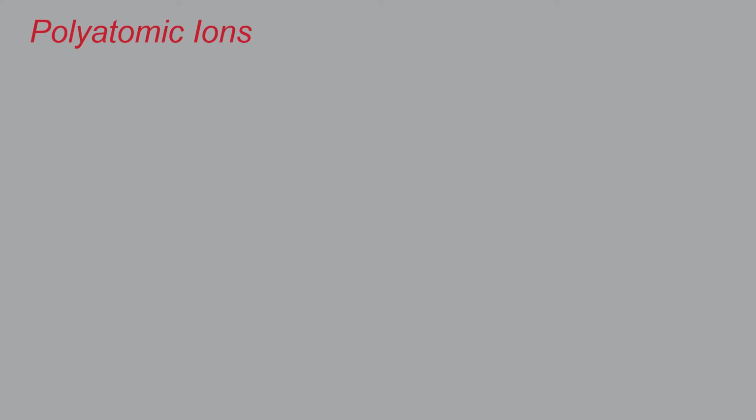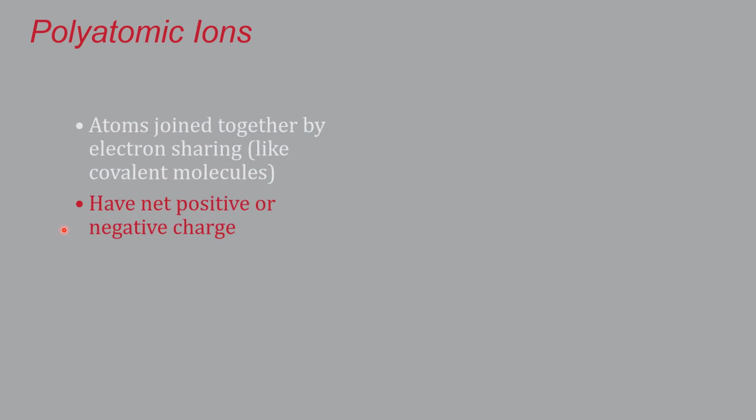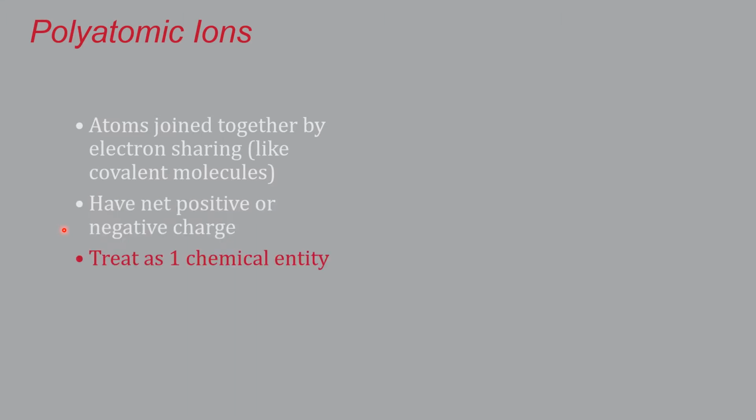All right. One of the last major wrinkles, complications in ionic compounds, and that is polyatomic ions. These are a group of atoms that are joined together by electron pair sharing, like covalent molecules, except that they have a net positive or a net negative charge. And what you need to know at this point is that you just treat them as one separate entity that doesn't really break apart unless you're told something is happening to it.